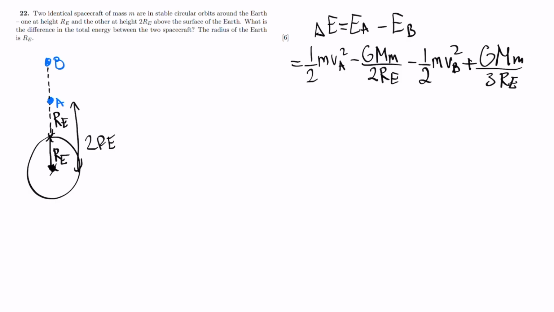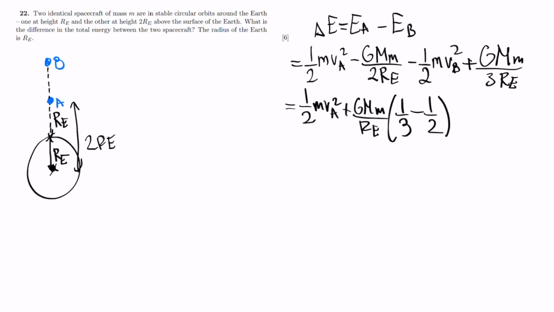Actually, maybe we can tidy this expression up a little bit. So I'm just going to say that this here is equal to a half mVA squared, and then we can take a factor of GMm over re. What do we have left? We have a third, take away a half, and then we have another factor of minus a half mvb squared, like this. Okay, we can tidy this up even a little bit more.